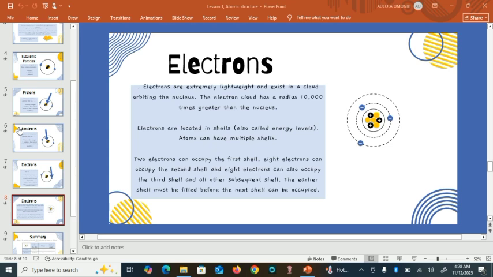Any other energy level aside from the first can contain 8 electrons. This means the first electron shell can only take a maximum of 2 electrons, while all other energy levels can take a maximum of 8 electrons. So 8 electrons can occupy the second shell, 8 electrons can occupy the third shell, and all other subsequent shells. The earlier shell must be filled before the next shell can be occupied. The first shell must be filled before you fill the second shell, not the second shell before the first shell.